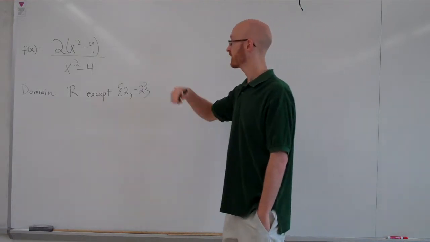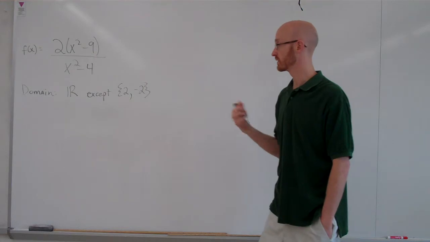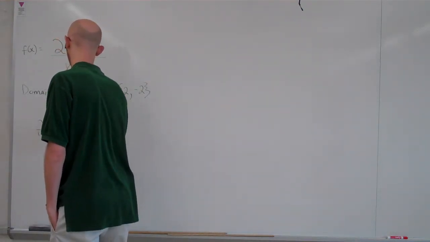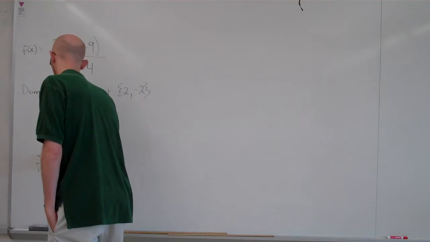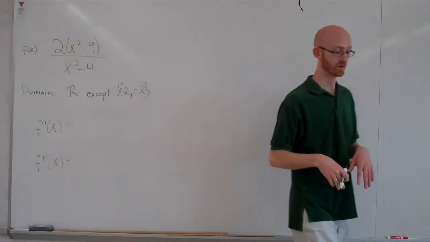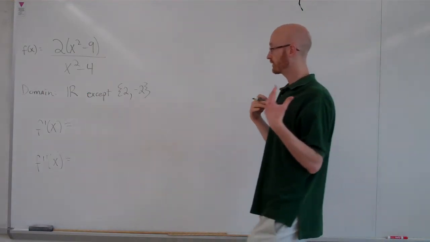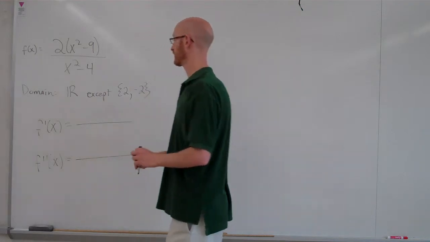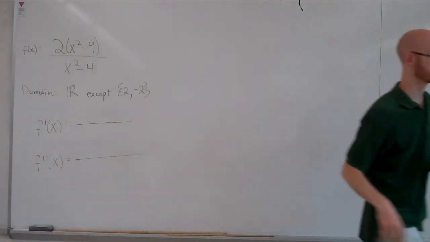Okay, now we're going to take the derivative. So let's do f prime and f double prime. I'm going to give you a second to do that for yourself, but in the finished form, try to factor and cancel as much as you possibly can. Go ahead and take the derivative there.